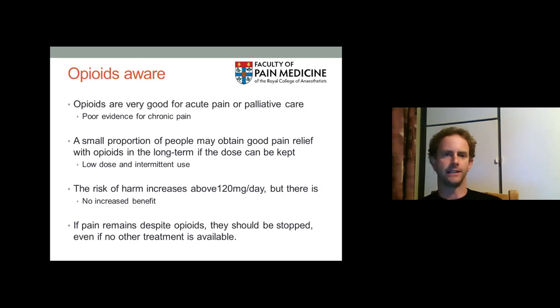They've put a figure of 120 milligrams a day of oral morphine equivalents as where your risk substantially increases. Above 120 milligrams a day, you're 8 times more likely to die each year than someone who's not taking opioids. But despite higher doses, there's no actual evidence that they have an increased benefit. And so in a nutshell, if patients are on high doses of opioids and they're still in pain, then the opioids should be stopped, even if nothing else is available.